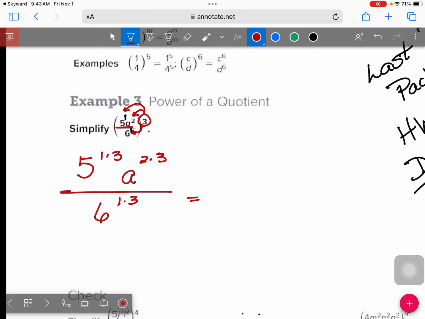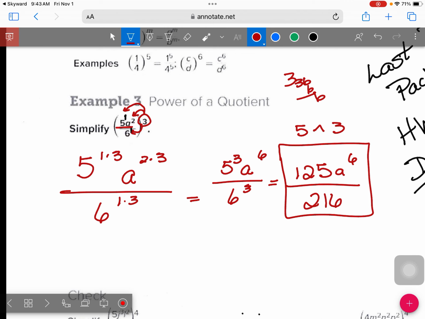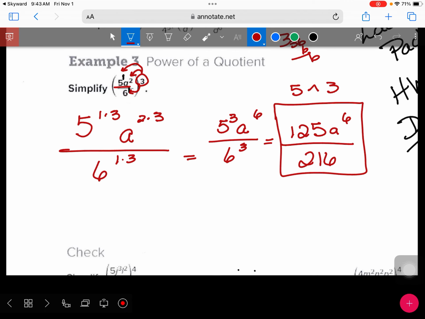So that's 5 to the 3rd. a to the 2 times 3 is 6, divided by 6 to the 3rd. On your calculators, 5 to the 3rd power, 5 caret 3 should give you 125. a to the 6th, divided by 6 to the 3rd, that one I don't know. 36 times 6 over 216. Okay, that is the final answer there.